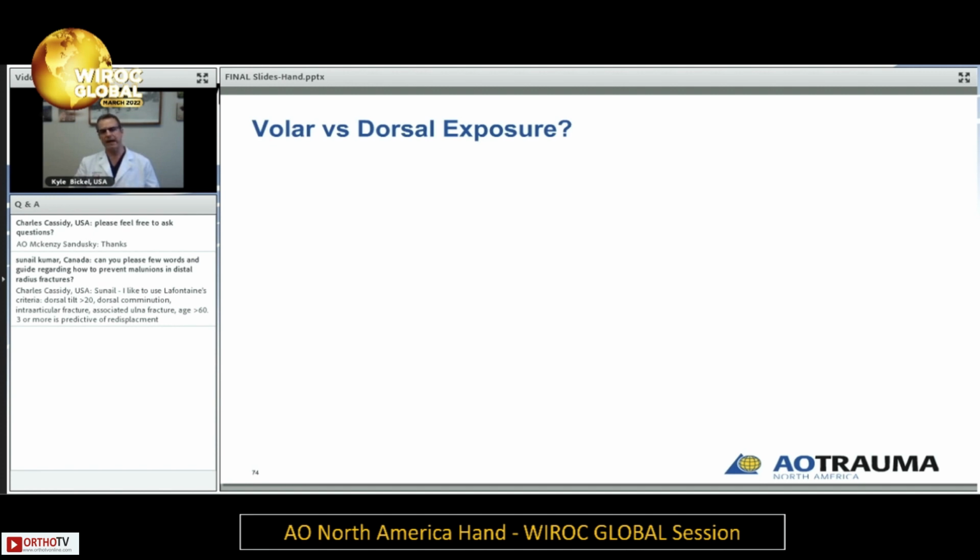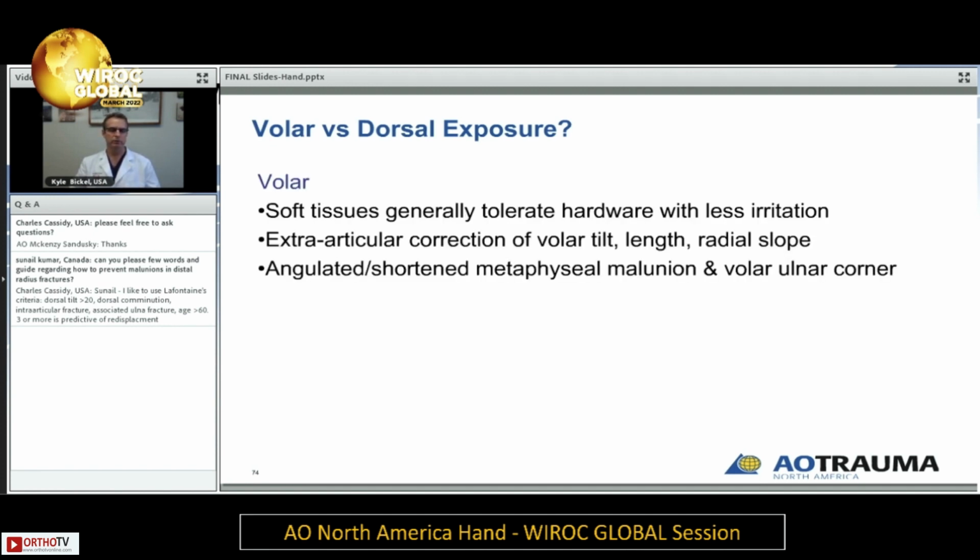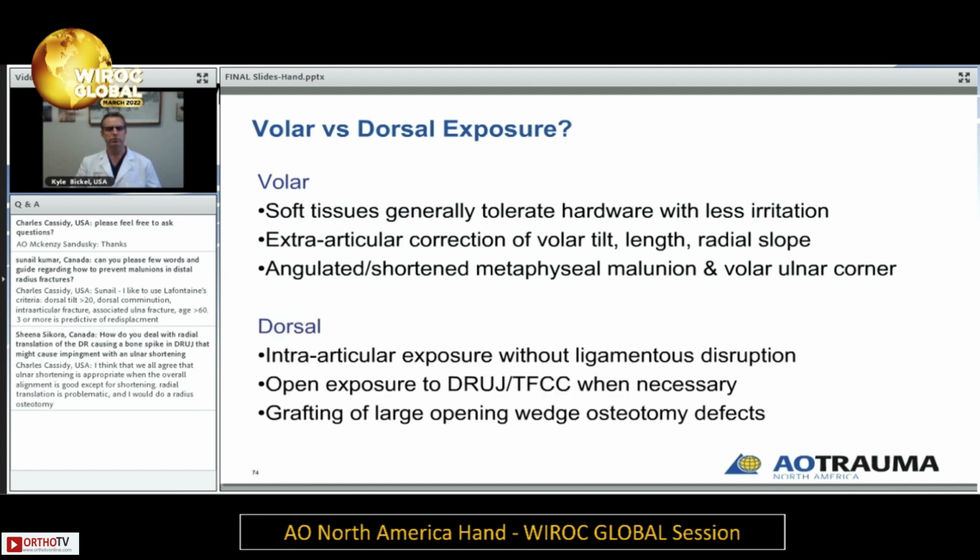Once we decide to do that, is it best to approach these from a volar or a dorsal exposure? Well, we all know from treating the primary injury that volar approaches generally are better tolerated in terms of irritation from the hardware. Extra-articular correction of tilt, length, and slope is easily achieved through the volar approach, even with a lot of dorsal shortening, because of the success of using variable angle locking plates. We can really correct that angle even from the volar side when there's a lot of dorsal shortening. And metaphyseal malunions and volar ulnar corners can be approached from a volar exposure.